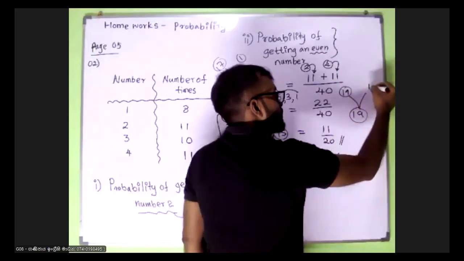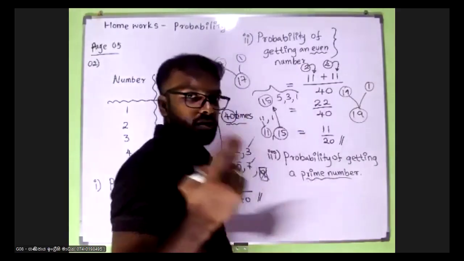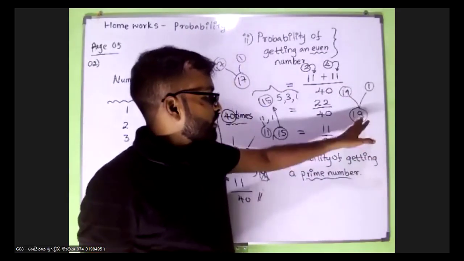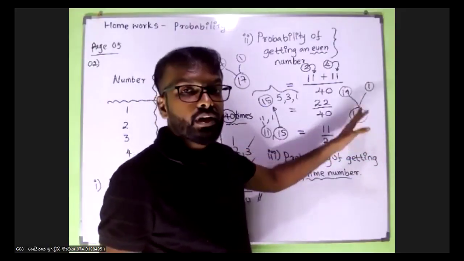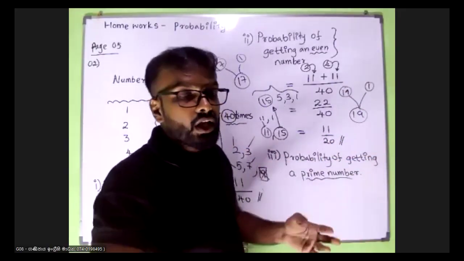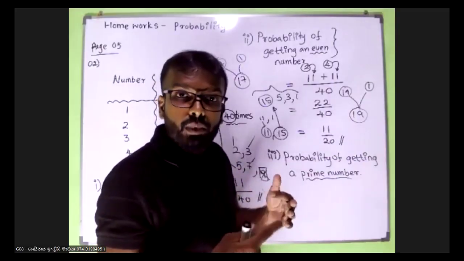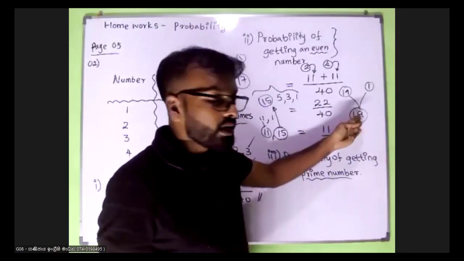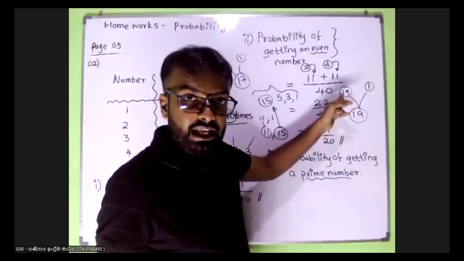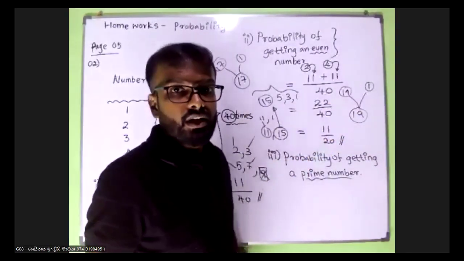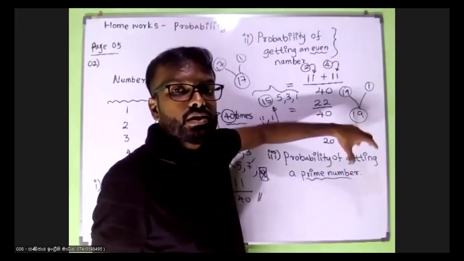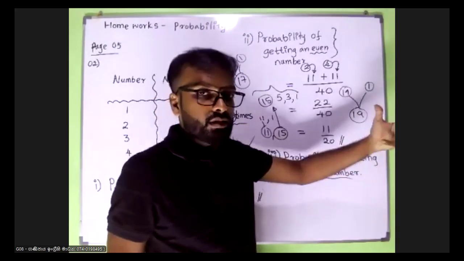19 can be divided by 1 only. Only 2 factors are there, 19 and 1, right? So there are no other factors. 19 cannot be divided by 3. 19 cannot be divided by 2, or any other number. 19 can only be divided by itself and 1. That is how you are going to find whether the given number is a prime number or not.